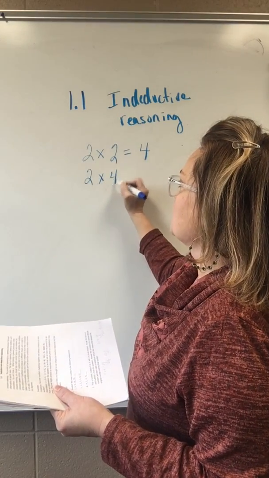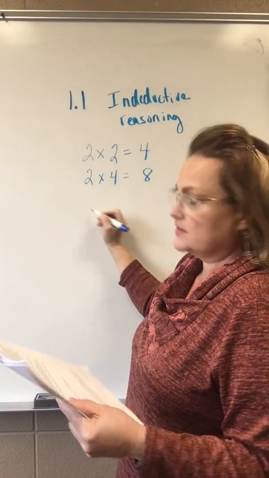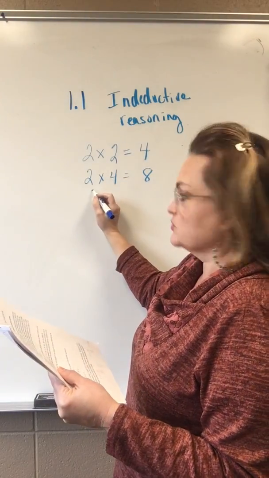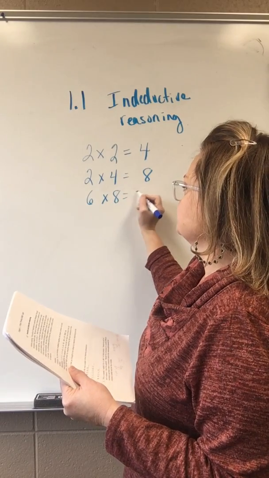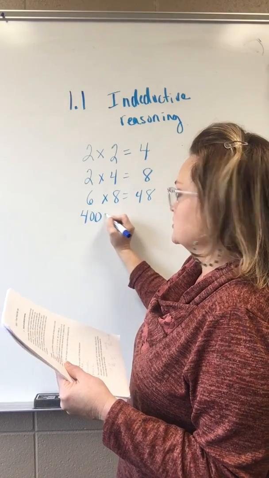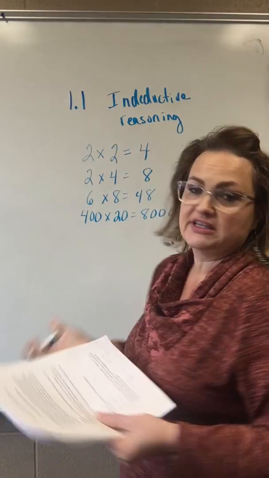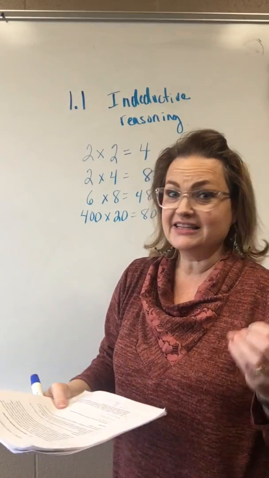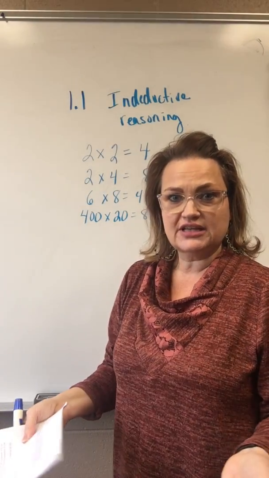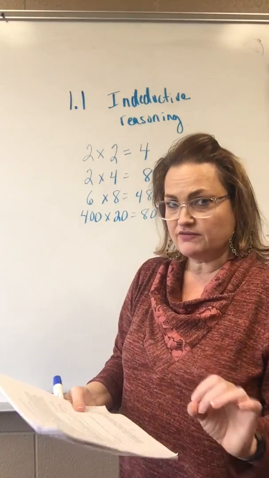2 times 4, an even number times an even number, equals 8, an even number. 6 times 8. That's looking pretty good. But we could do this all day long and never prove this to be true in this way. This is just, like I said, inductive reasoning. It just looks like it's true from these specific cases and observations. But again, we haven't proven anything.